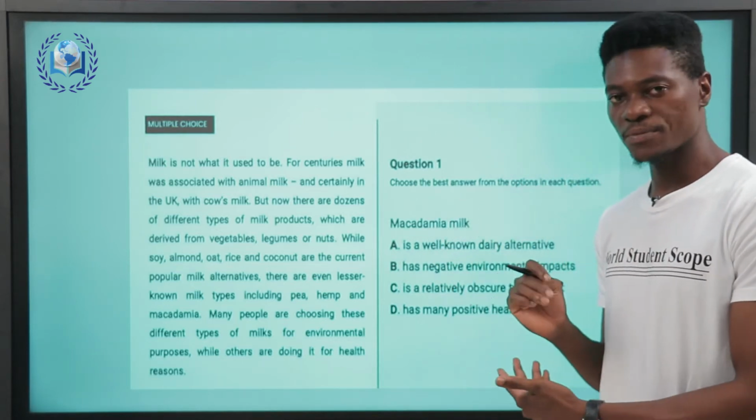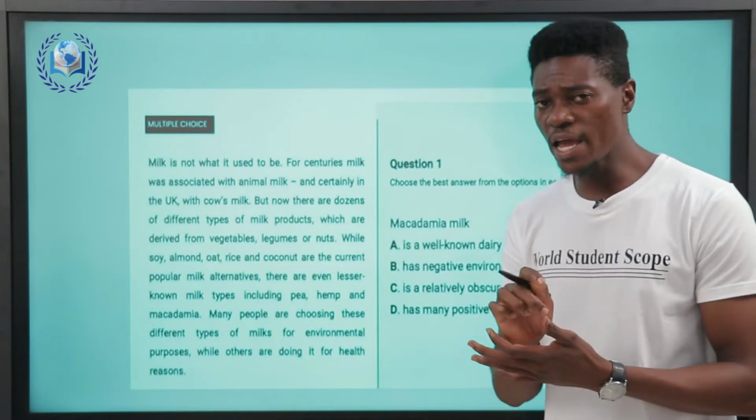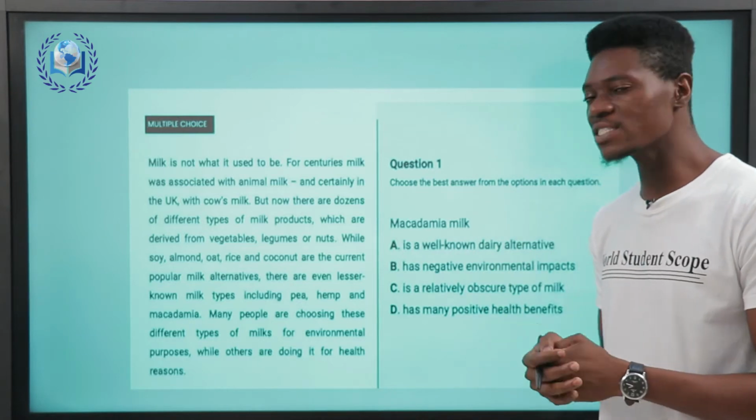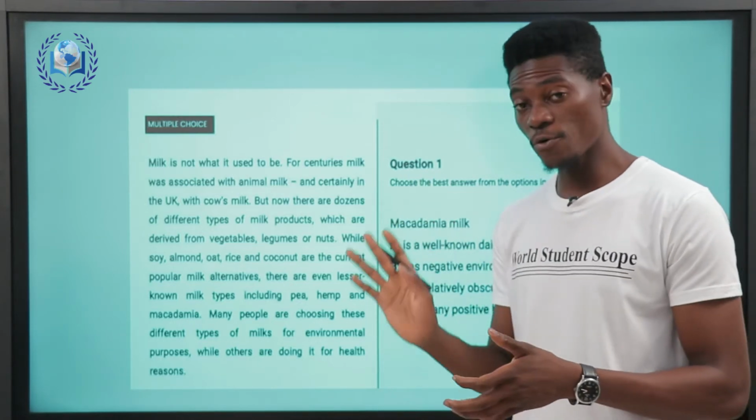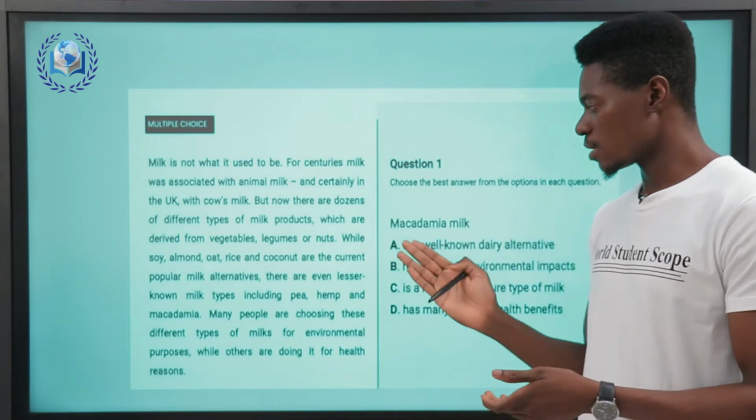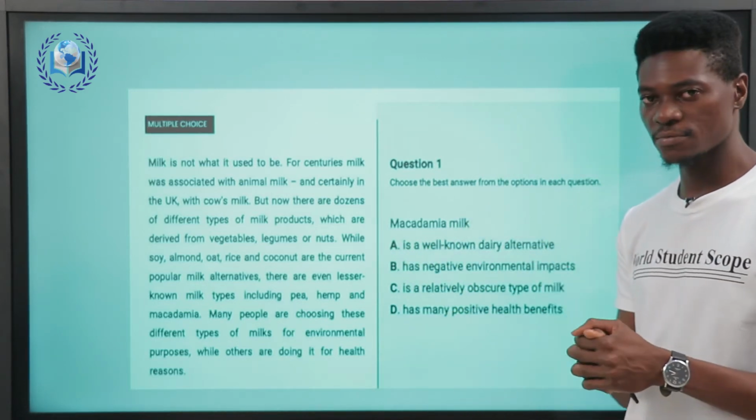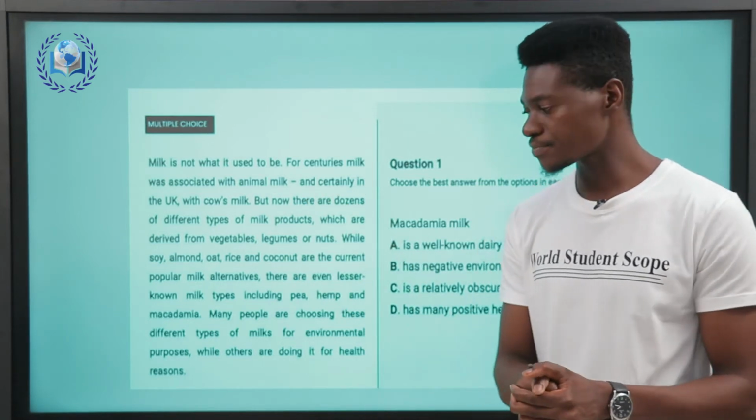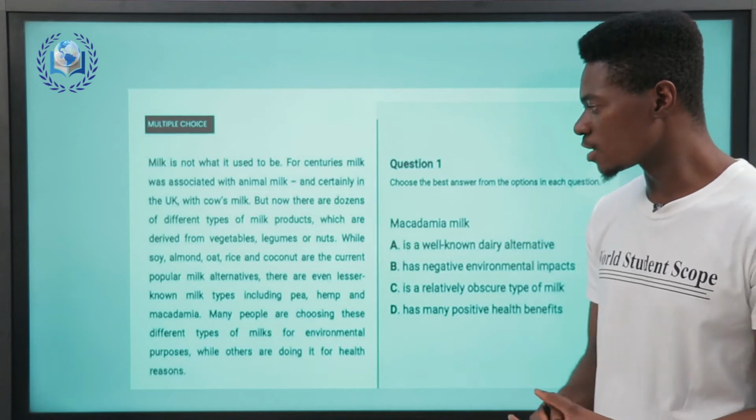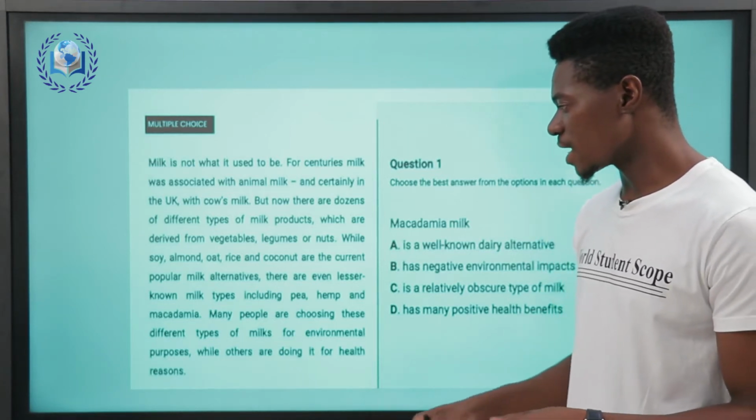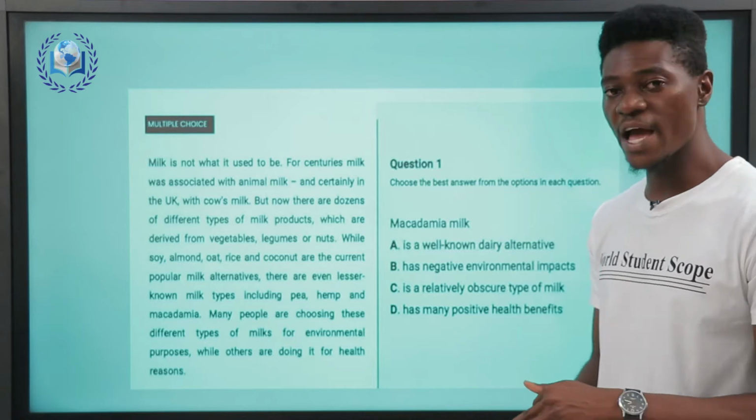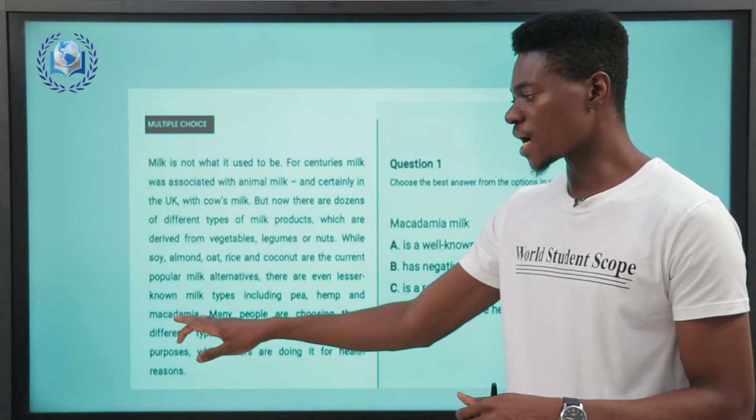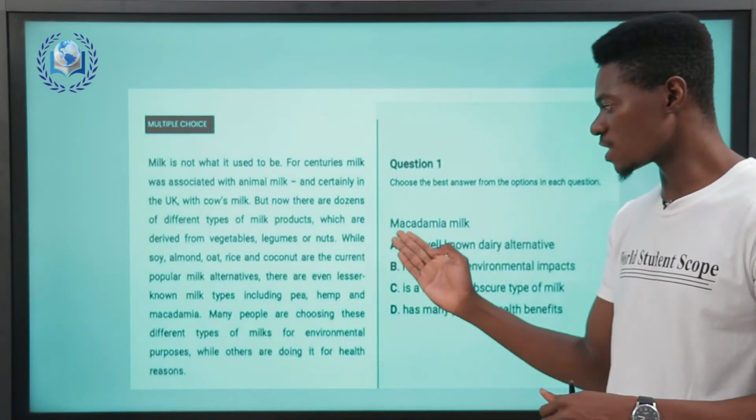We read the question. After reading the question, underline or highlight your keyword. After underlining your keyword, it will be easier for you to find it in the passage. For example, our keyword can be macadamia milk. We are going to find where macadamia milk has been written in the passage. When we take a look, we can find macadamia has been written fourth line from the last: 1, 2, 3, 4. Macadamia. Okay, it's the same as this one.